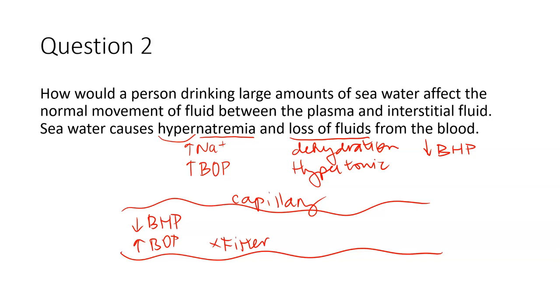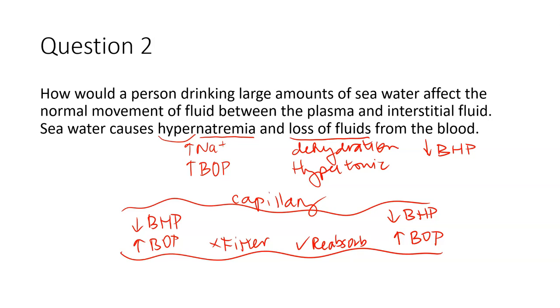And at our venous end of the capillary, we've got decreased BHP, and we have increased salt in the bloodstream, so we've got increased BOP. So instead of being able to filter, we're only able to reabsorb. So which fluid compartment is pulled from first?